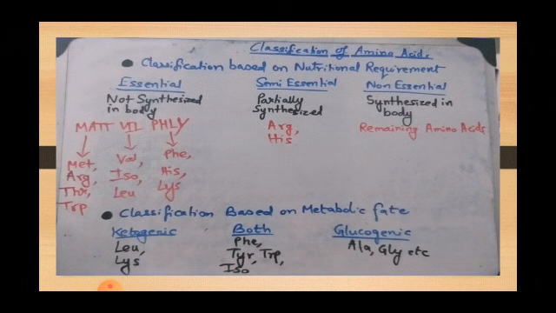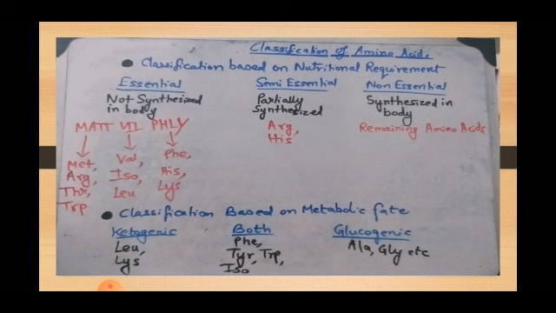Now classification based on nutritional requirement: essential, semi-essential or non-essential. Essential amino acids are not synthesized in the body. They need to be supplied through diet. They are called essential amino acids. We need to take them through diet. They are essential for the body, but they are not synthesized in the body.